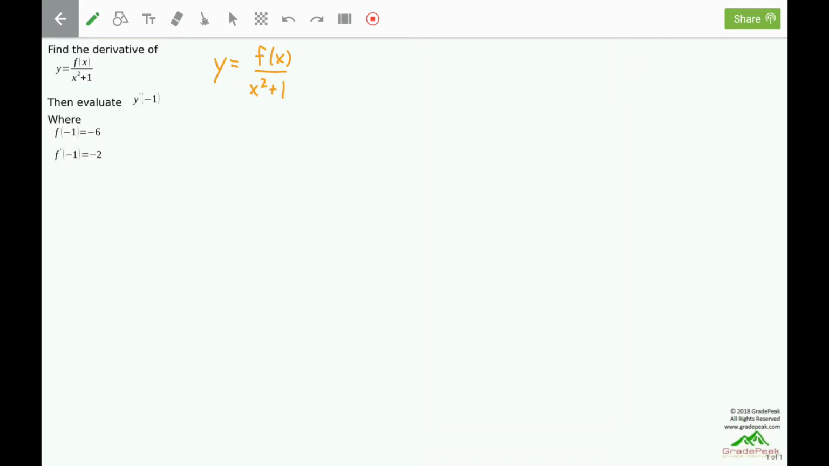Since we have a quotient, the derivative will involve the quotient rule. Y prime, or dy dx, will equal the derivative of the numerator, f prime of x, times the denominator left alone, x squared plus 1, minus the numerator left alone, f of x, times the derivative of the denominator. The derivative of x squared will be, bring the 2 down, subtract 1 from it, 2x. The derivative of the 1 will be 0, so just 2x. All of this is divided by the denominator squared, so x squared plus 1, quantity squared.